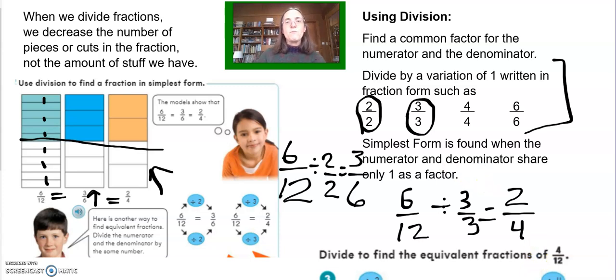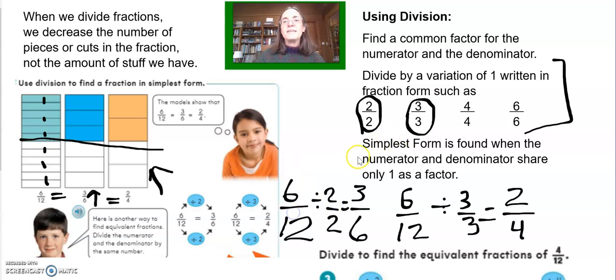Yes, and here's why we want to do that. Because if we divide it even more, we will find its simplest form. Now, the simplest form of a fraction is found when the numerator and the denominator share only 1 as a factor.